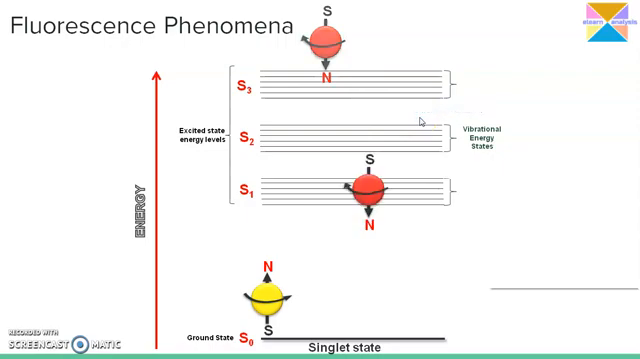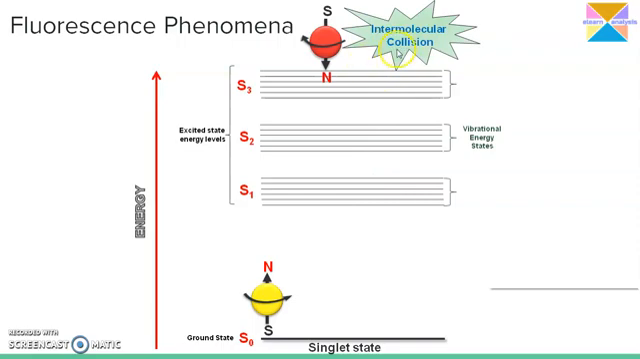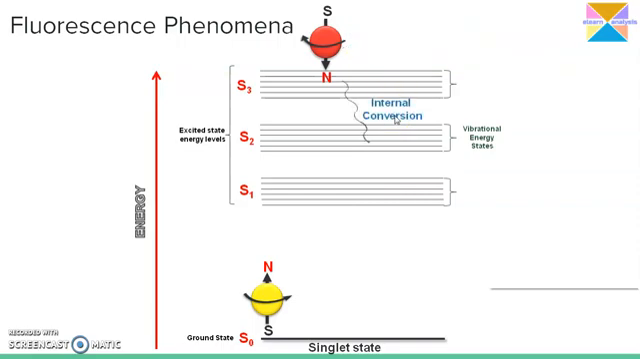And because of this internal conversion, the electron will end up in the lowest excited state. This losing of the energy may be either because of intermolecular collisions, or it may lose the energy by internal conversion. And this internal conversion, as I mentioned, is a non-radiative process, and the electron will come back to the lowest excited state.